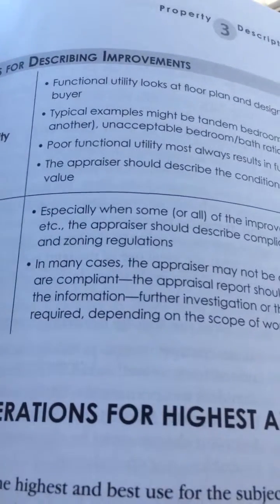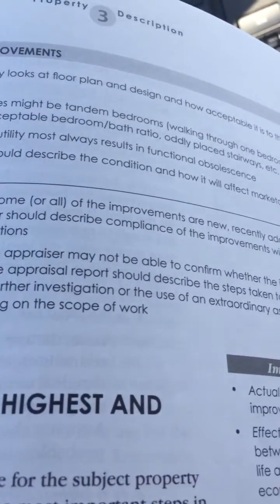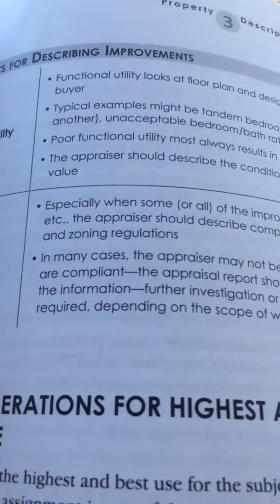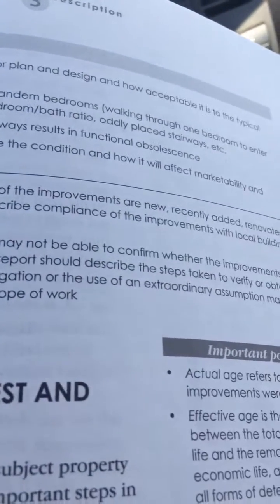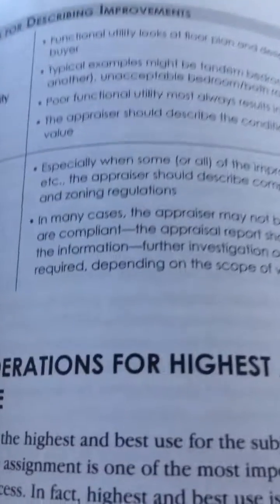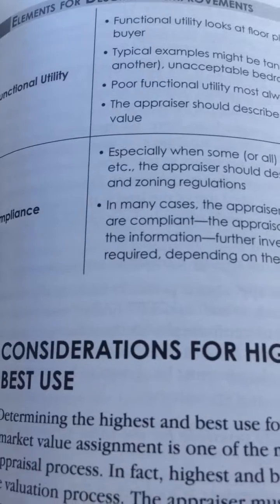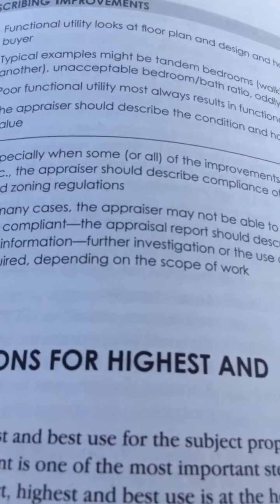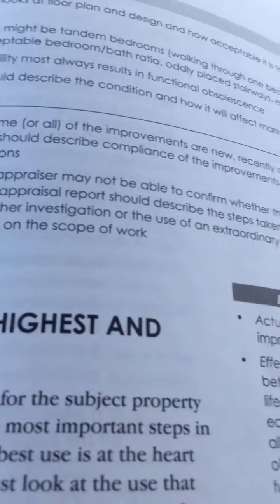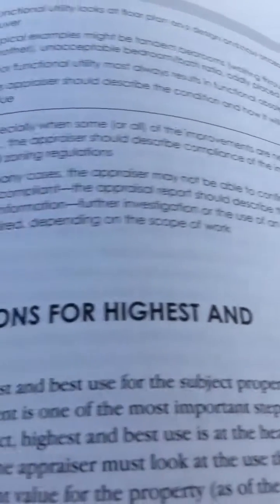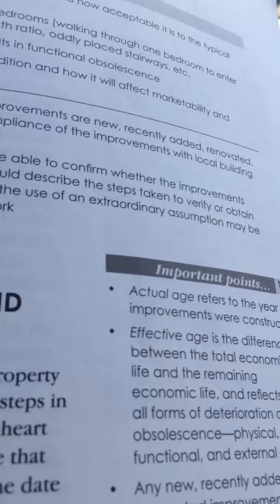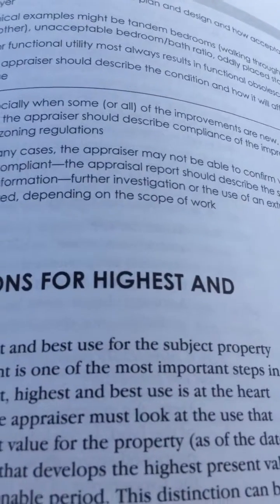Compliance. Especially when some or all of the improvements are new, recently added, renovated, etc., the appraiser should describe compliance of the improvements with local building and zoning regulations. In many cases, the appraiser may not be able to confirm whether the improvements are compliant. The appraisal report should describe the steps taken to verify or obtain the information. Further investigation or the use of an extraordinary assumption may be required, depending on the scope of work.